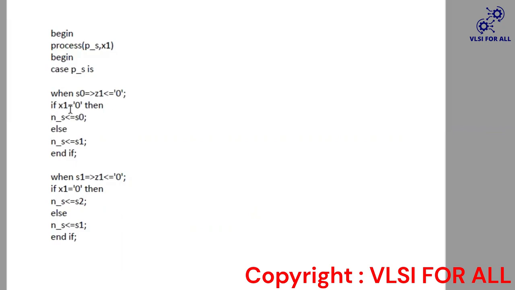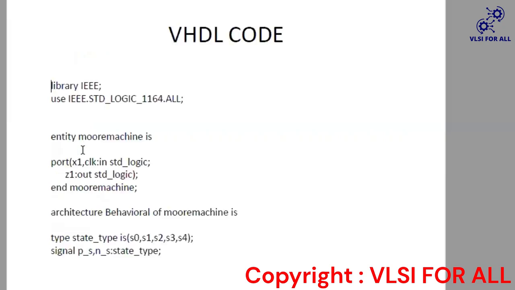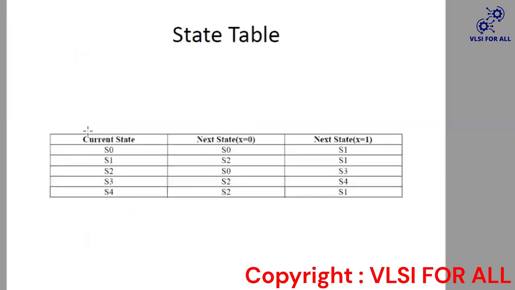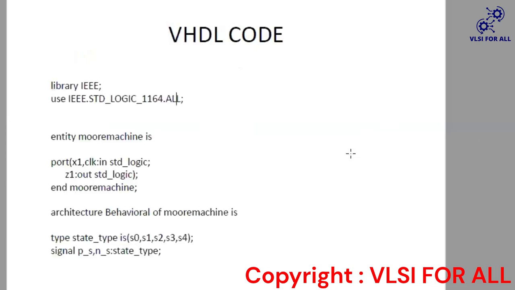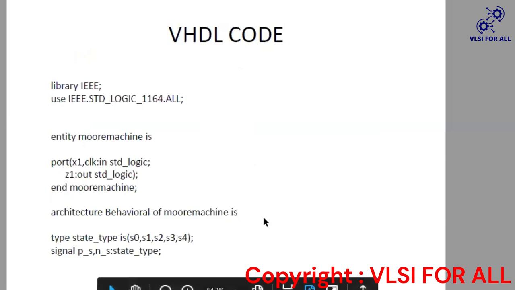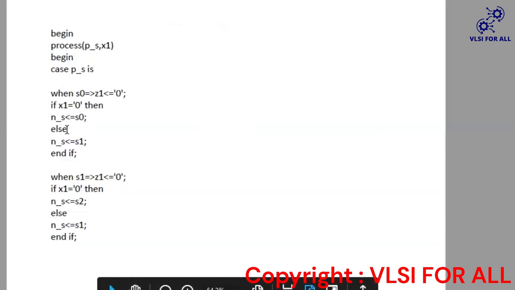If X1, this is our input bit, is equal to 0, then next state equal to S0. And if X1 is not equal to 0, then our next state equal to S1. From this table, you can see when our current state is S0, for X equal to 0 the next state is S0, and for X equal to 1 the next state is S1. Like that, we implemented this table by using VHDL code, nothing more than that.